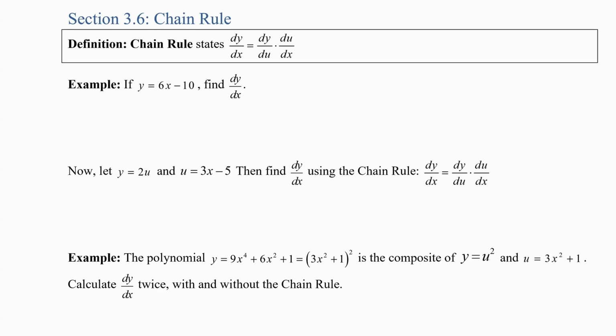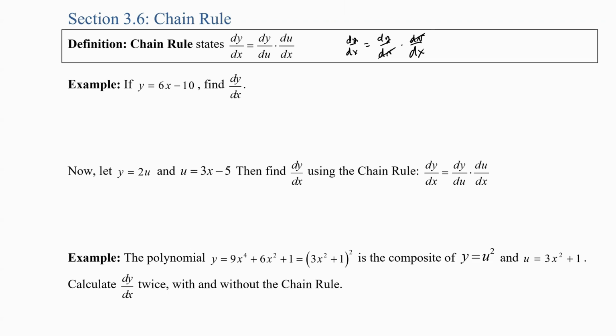Let's talk about section 3.6, the chain rule. Here's our definition. dy/dx can be thought of as the product of dy/du times du/dx. Now, please note that u could be anything, like dy/dx is also equal to dy/dv times dv/dx. In other words, what's important is that these two things are both the same. They seemingly cancel, forming the dy/dx.